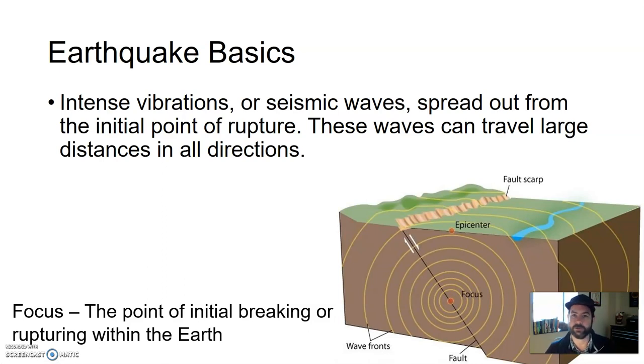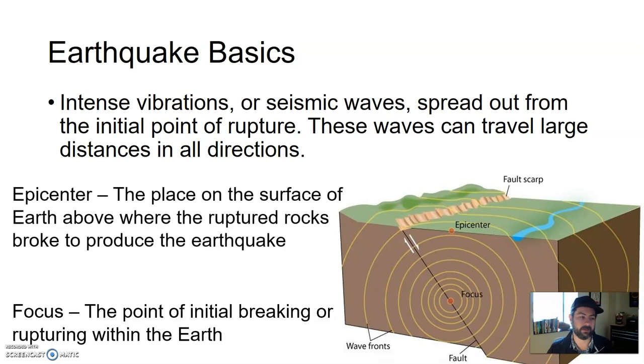And then you might have heard this term on the news or in a movie: the epicenter. The epicenter is just a fictitious point on the surface of the Earth directly above the focus, directly above where the rupture and energy release took place. It is the epicenter of the earthquake that would receive the most damage because it's directly above it on the surface. The amount of damage decreases the further you get away from the epicenter.